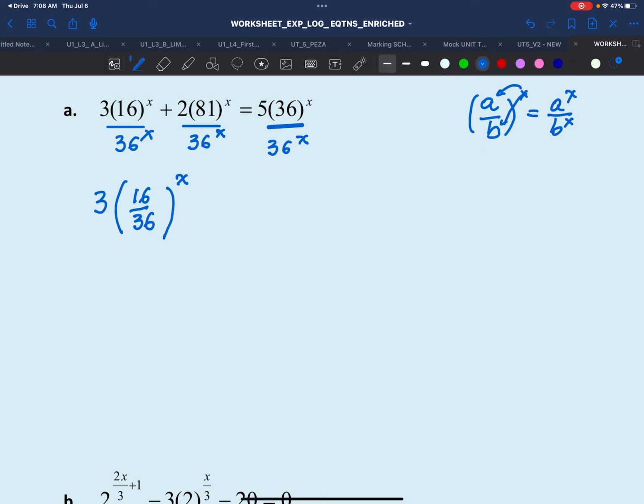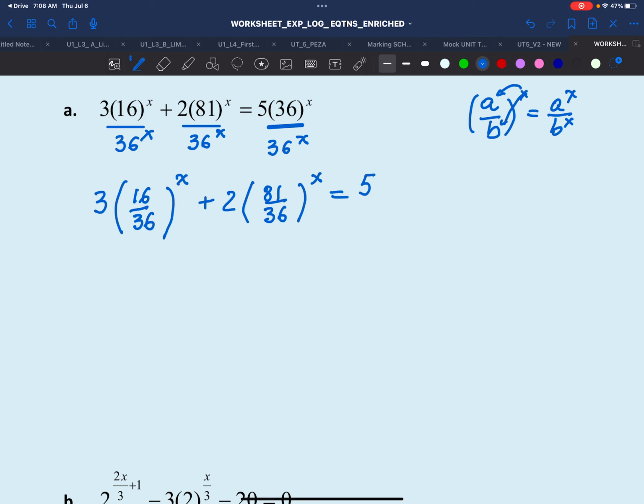Let's move on with the next term. You probably figured out already we're doing something similar here. We have the power of x, and the base will be 81 over 36. And on the right side of the equation we now have just the number 5.